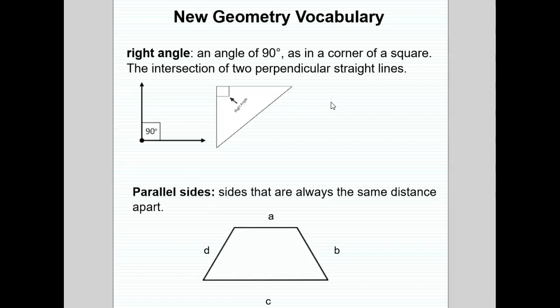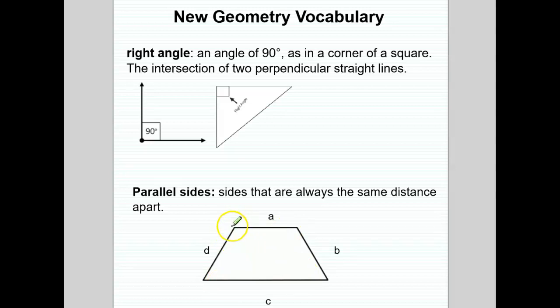Wonderful. The other word we're going to learn about today is parallel. Parallel means always the same distance apart. We're going to learn specifically about parallel sides. Well, boys and girls, you know that sides are line segments, right? So parallel sides are sides that are always the same distance apart.